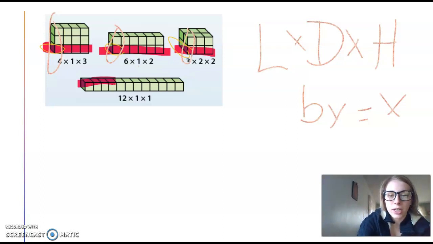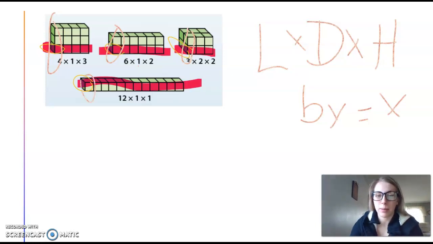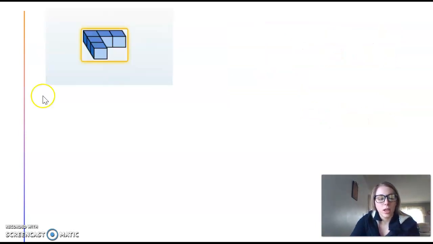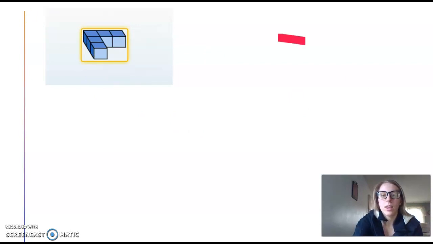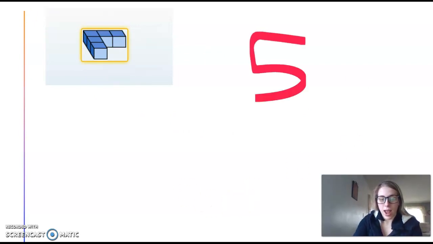And our last one here is pretty easy. We have 12 by 1 deep by 1 high. So 12 times 1 times 1. So when you're looking at figures today, 5th grade, there's going to be 3 numbers multiplied by one another always. So I have a question for you. Counting these unit cubes, how many unit cubes do you see? If you got the answer 5, you are correct.